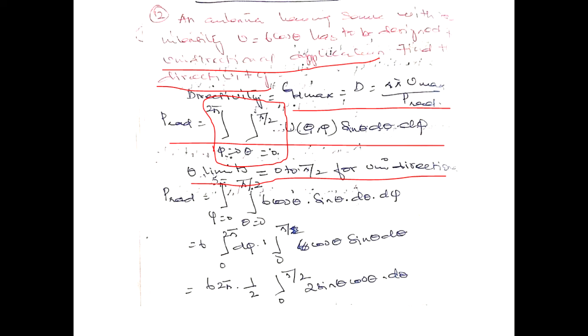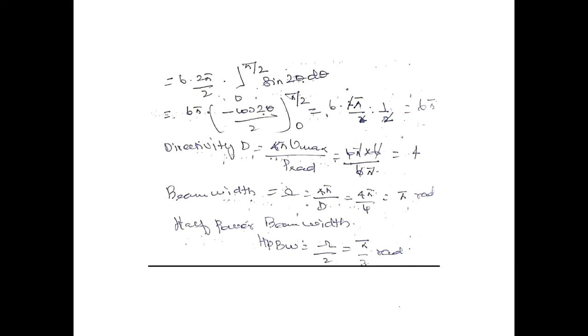By substituting the integral limits and the given intensity 6 cos theta in place of U of theta comma phi, you can evaluate the integration, and you will get the answer 6 pi. So this is the radiated power. Then you can substitute in the formula of directivity, that is 4 pi U max divided by P rad, and after simplification you get the directivity equal to 4.